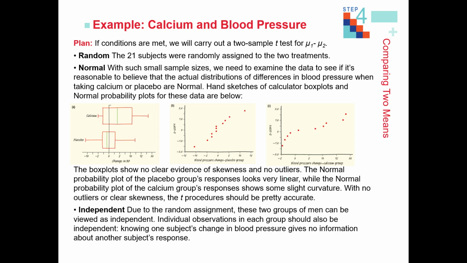And independence, these 2 groups are probably independent because we have randomly assigned them. And individual observations in each group should also be independent. If you know one subject's change in blood pressure, that shouldn't give you information about another subject's response. Also, the ever-important 10% condition, we can assume that there's more than 210 healthy black men in the country, so we are well below the 10% mark for the population.